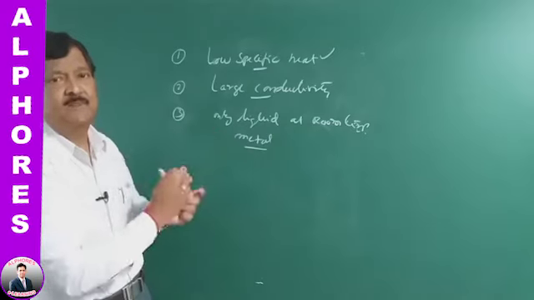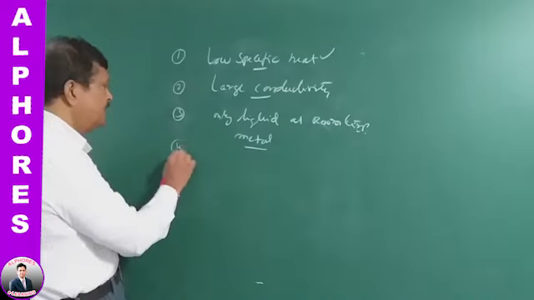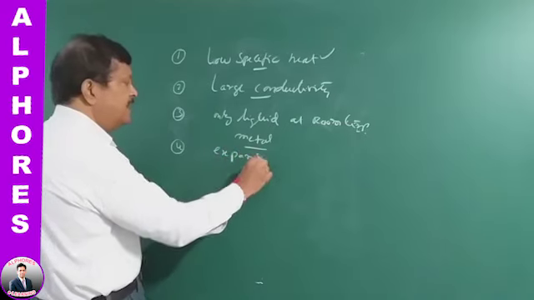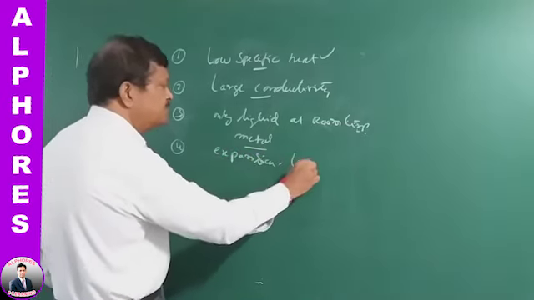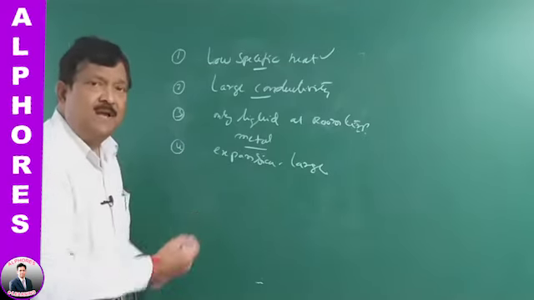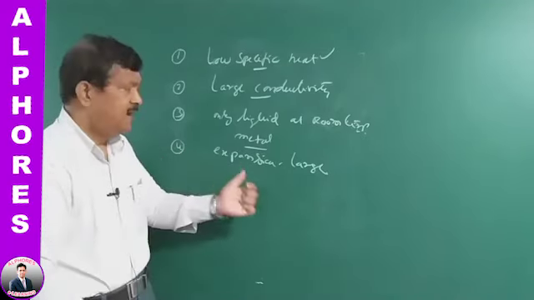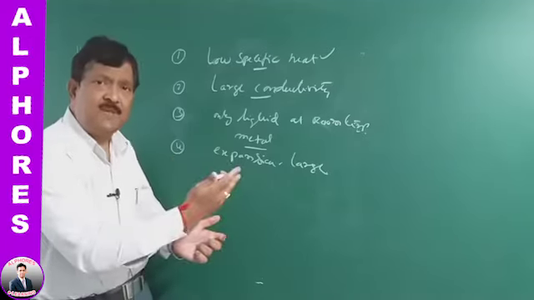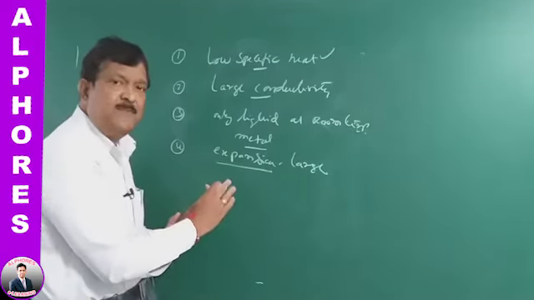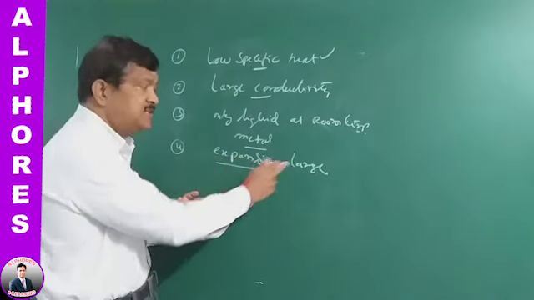That's why we prefer it. And apart from this, to measure, as we said, thermal expansion must be large. When the expansion is very small, you cannot measure. But for the same change of temperature, the expansion of mercury is very large. We say that the coefficient of expansion is very large in the case of mercury.